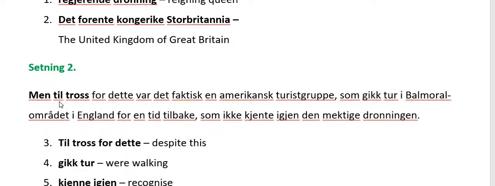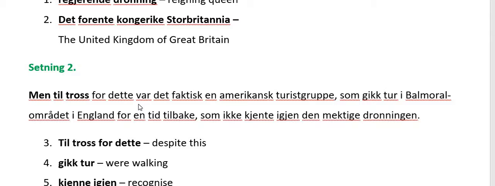So the first expression here is til tross for. Til tross for is despite. So in English we have one word and here we have three, til tross for, like despite this. And then we have a verb which always has position 2 in principal sentences. And that's why we don't say det var, but var det, because we here have a preposition already.